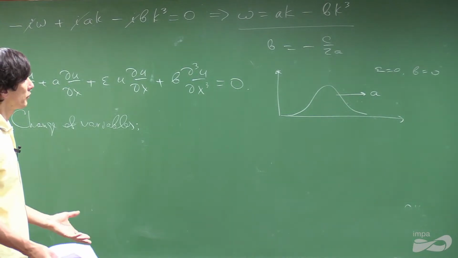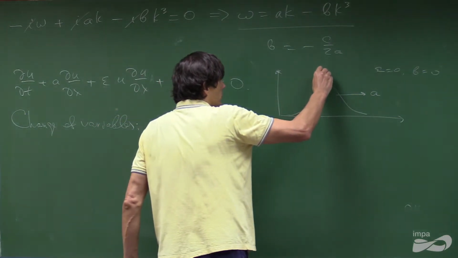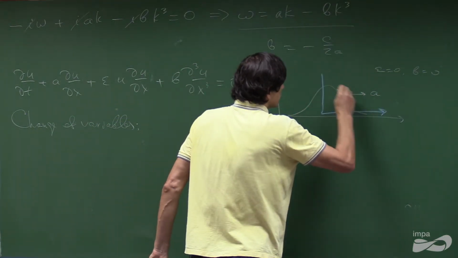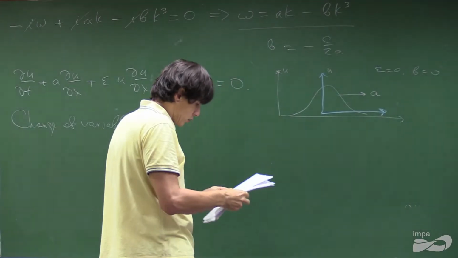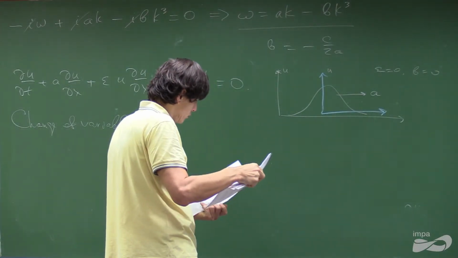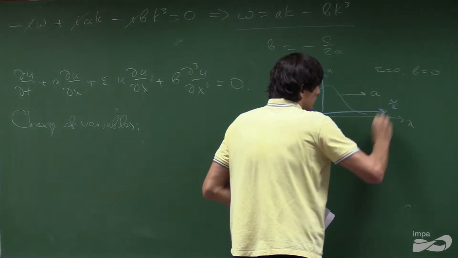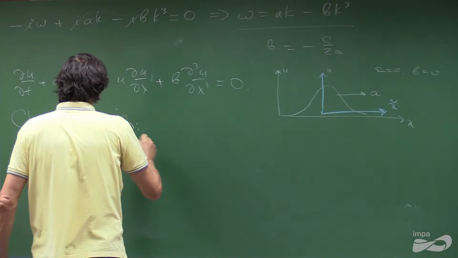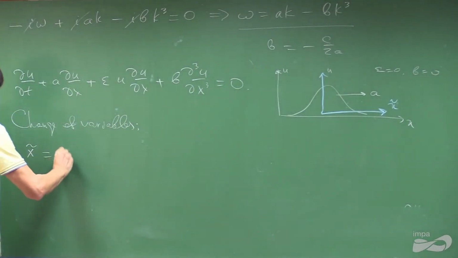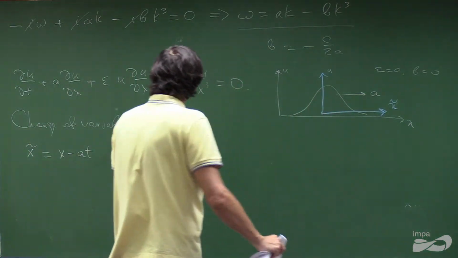So since they are slow and weak, the first thing we do is go to the reference frame which moves together with that wave. So instead of x, we take a new x variable, which is x minus at, right? Without changing time. So we just move together with the linear wave.